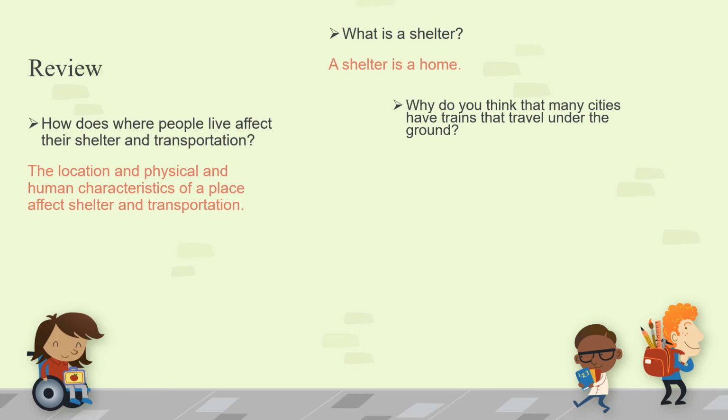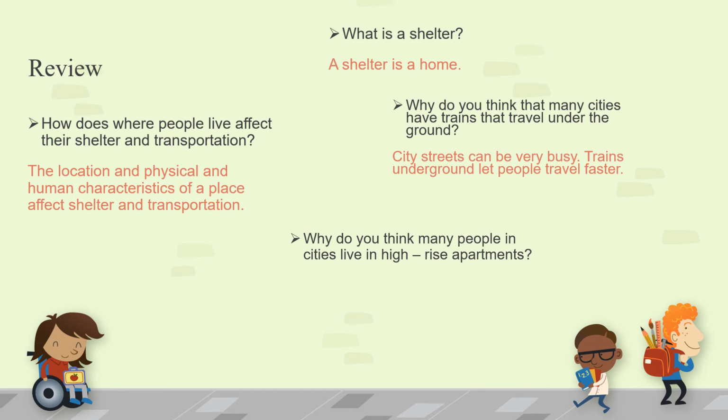Why do you think many cities have trains that travel under the ground? City streets can be very busy. Trains underground let people travel faster. Why do you think many people in cities live in high-rise apartments? There is less space to spread out, so people build up.